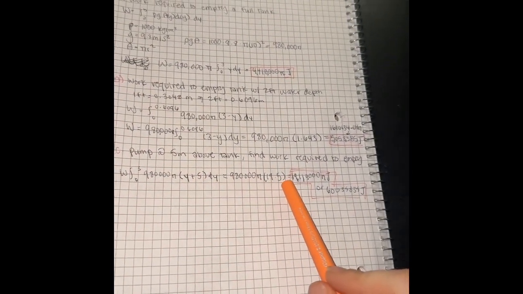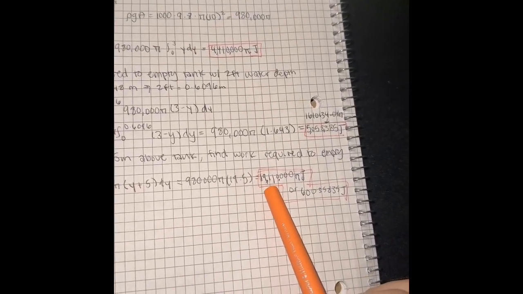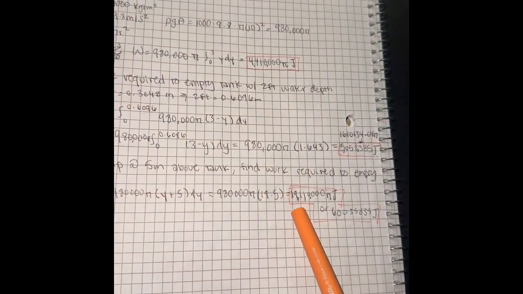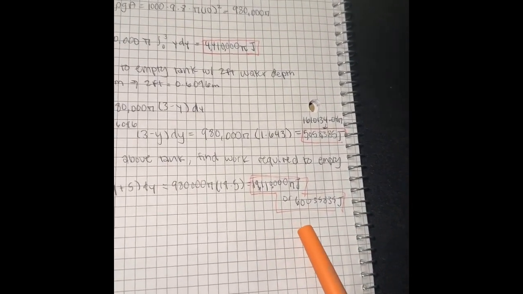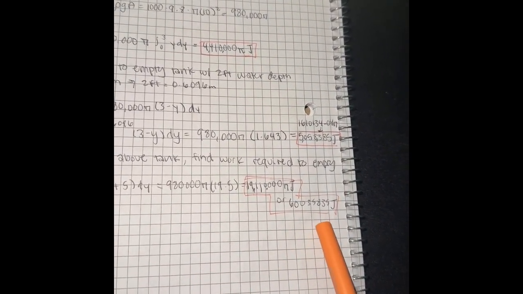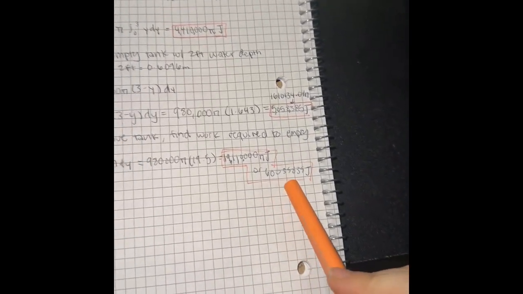And then same thing, you can put that in the calculator, and you're going to get, again, I can't read, I think 110,000 pi joules, or if you distribute the pi, it's going to be 60,035,835 joules.